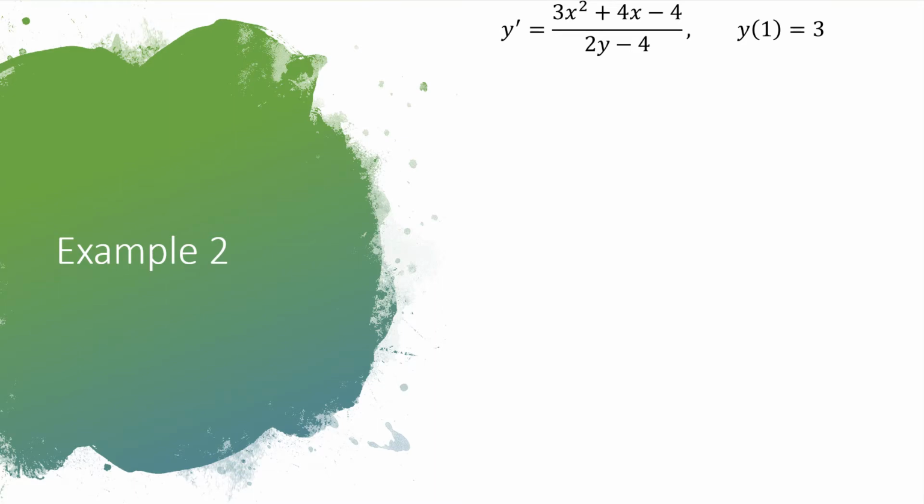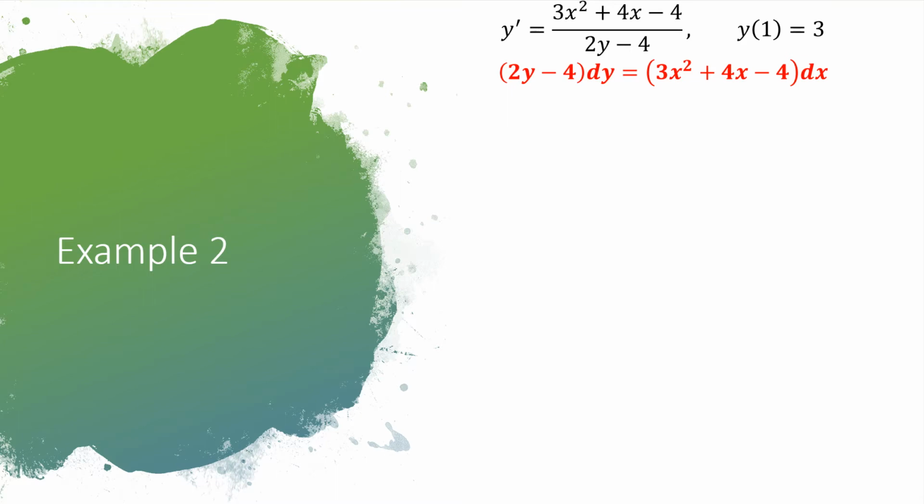All right, so example 2, we have y prime equals 3x squared plus 4x minus 4 over 2y minus 4. Remember, y prime is the same thing as dy over dx. So what I'm going to do is multiply both sides of the equation by 2y minus 4 and both sides by dx to separate my variables. So I'm left with 2y minus 4 dy equals 3x squared plus 4x minus 4 dx.